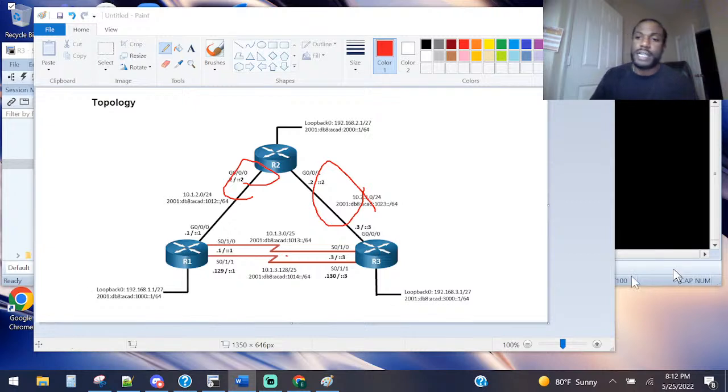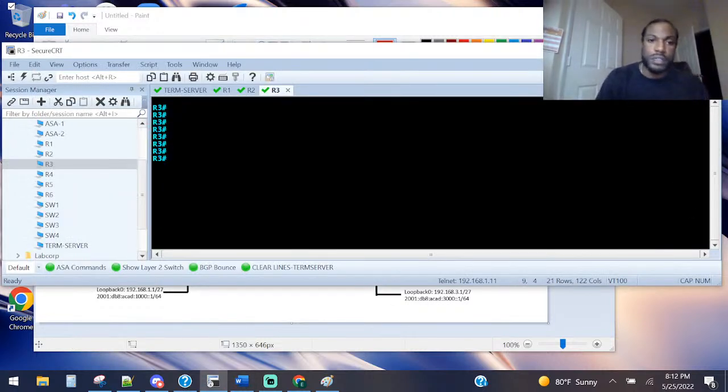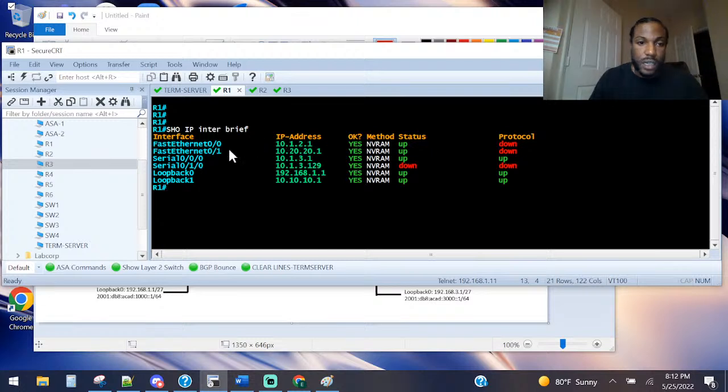Let's check router 1 real quick. That's router 3. Let's go to router 1. Show IP interface brief. Let's double check what he's got. He's got 2 serial interfaces in the 10.1 network. One, of course, is down. I believe that was supposed to be up. I'll have to double check that one.